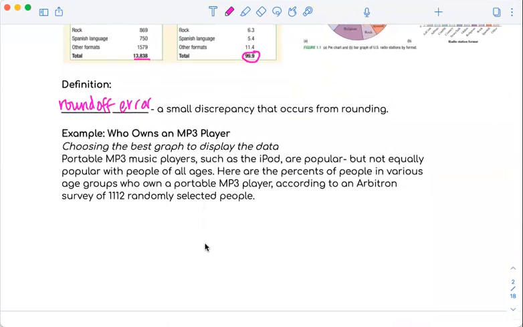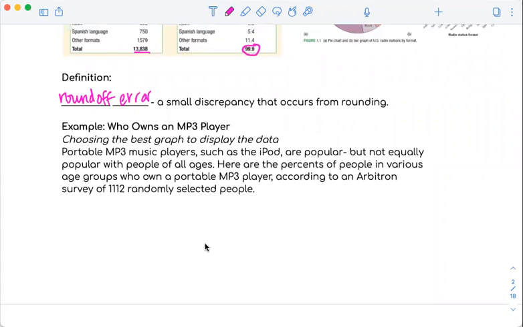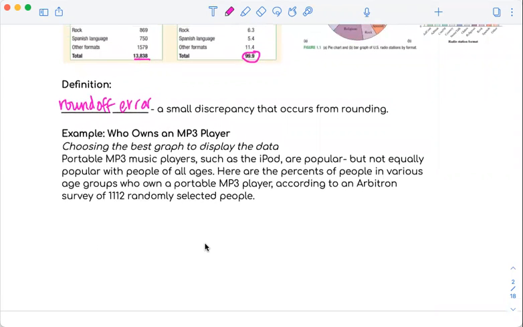So next example, who owns an MP3 player? This is an older textbook. I don't even know if you guys remember what an MP3 player is; maybe you do. I forget, I didn't have an iPod at first. I had something that was smaller and not as cool. But the thing when I was in high school was to have an iPod, because our phones did not stream music back then.